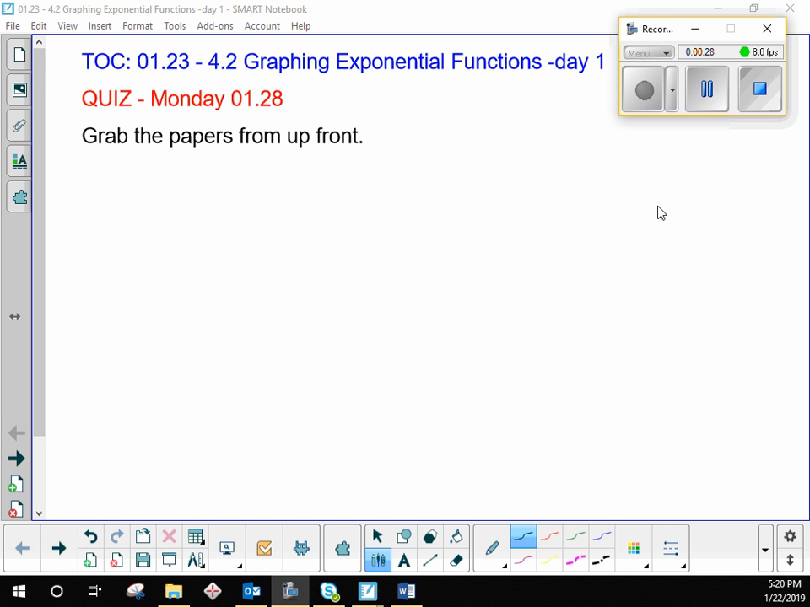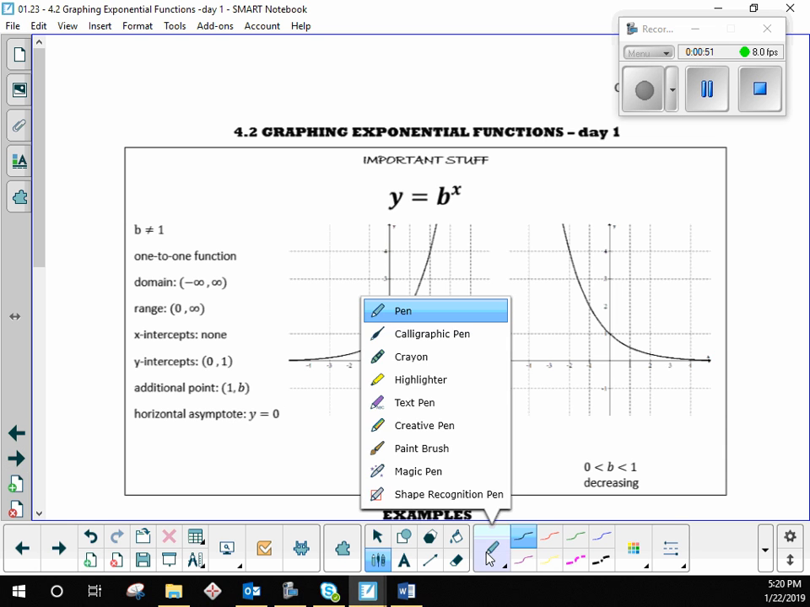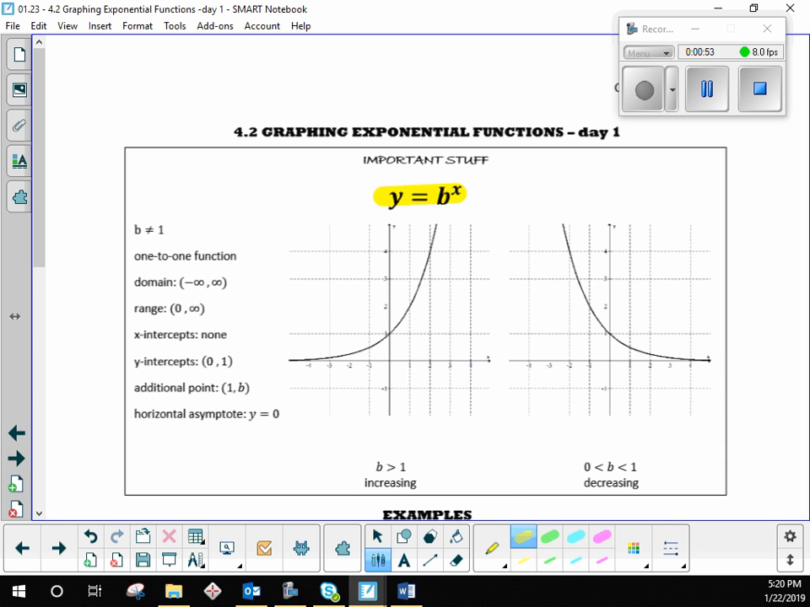What we are going to learn today is the basic exponential function. We're going to talk about the two different ways it can be graphed, and we're going to talk about how to transform those graphs. So you have a notes page here where the basic function is y equals b to the x.